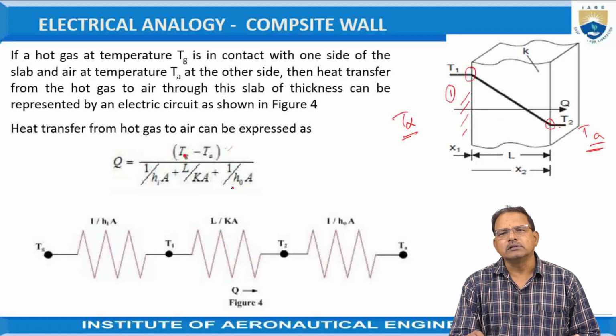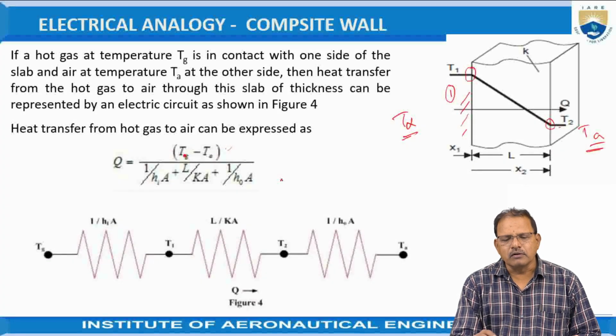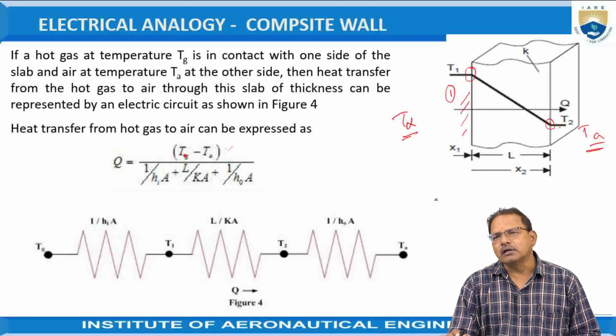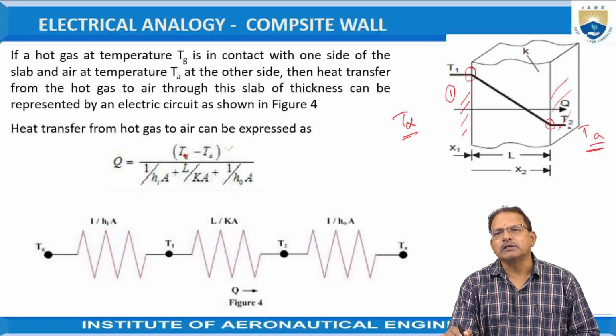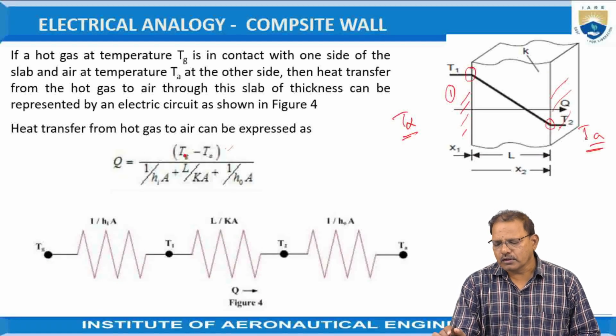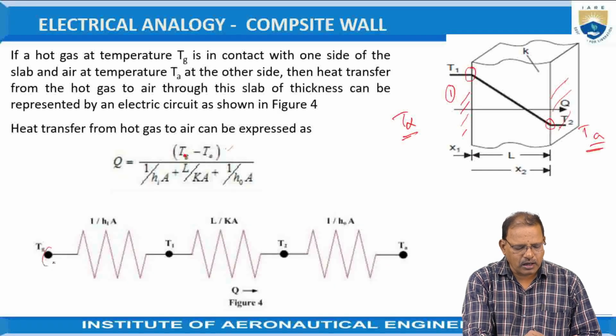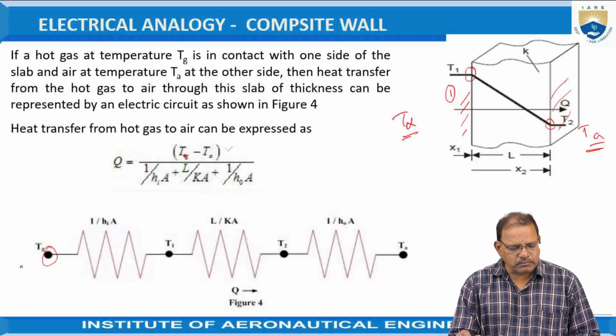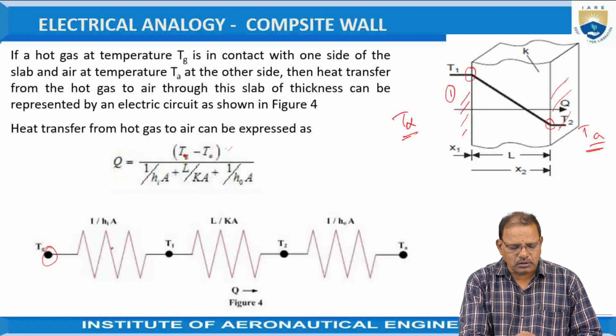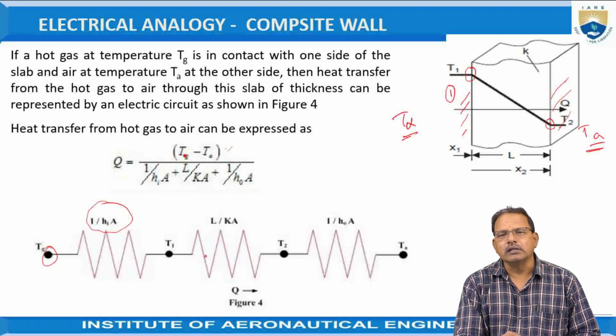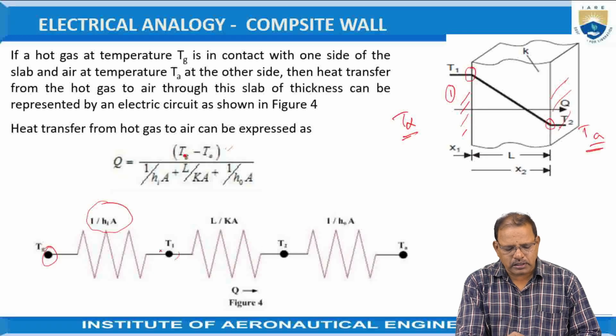L by Ka is known as conduction resistance, plus 1 by H naught A is called convection resistance between the surface which is having temperature T2 to the atmospheric air. According to the electrical circuit diagram, it can be represented from T alpha to TA, the energy is flowing. Here the resistance 1 divided by H1A is the resistance of convection, and the temperature at the contact of hot fluid to the surface is represented as T1.